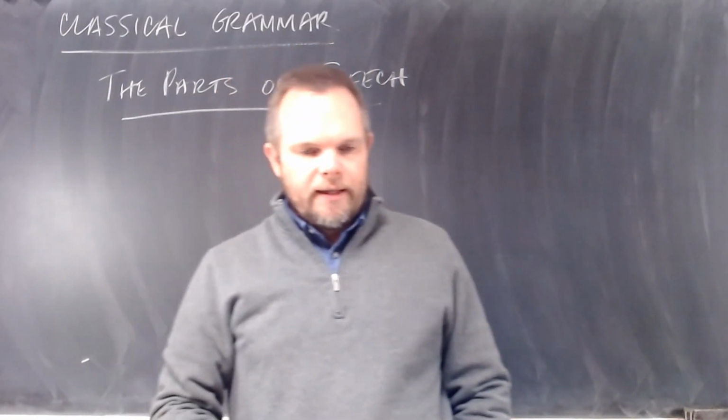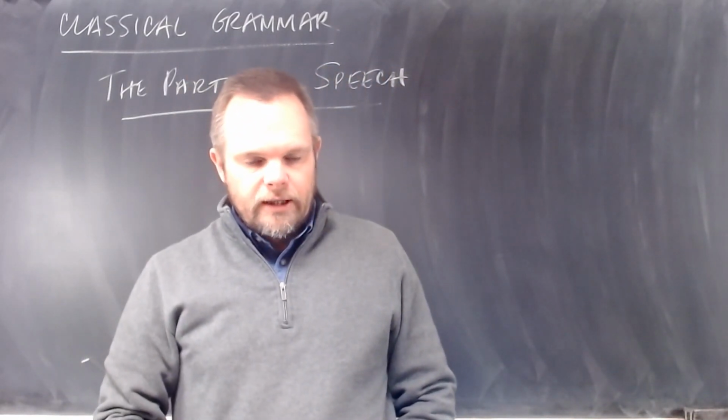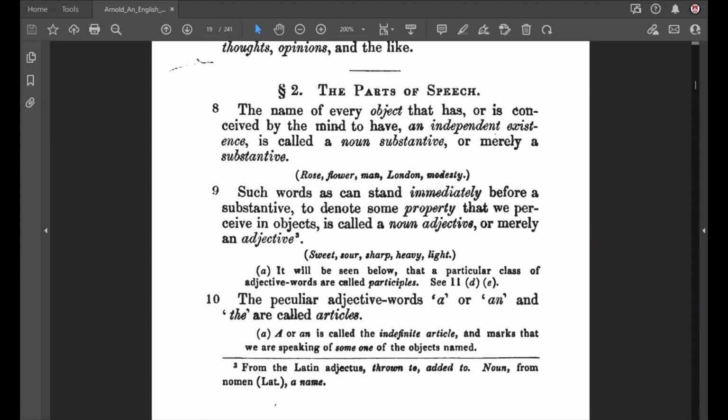So this is on page 19 of the Classical Grammar document, Chapter 2, the parts of speech. Let's take a look at the text. Paragraph number 8 reads, "The name of every object," and you'll notice object is in italics because that word is important in grammar studies. "The name of every object that has or is conceived by the mind to have an independent existence is called a noun substantive or merely a substantive."